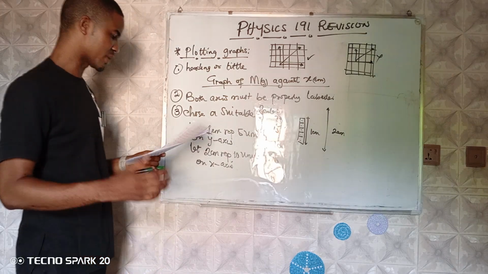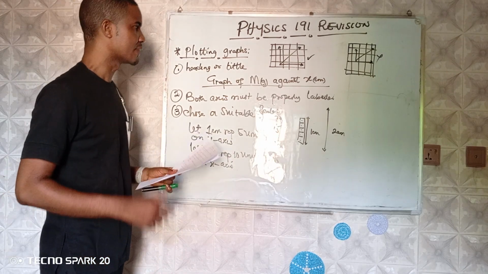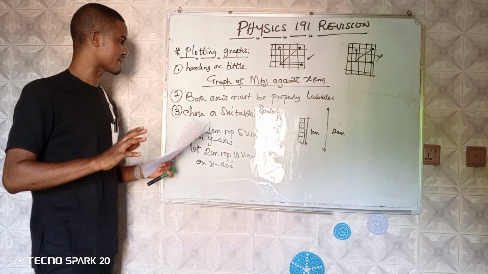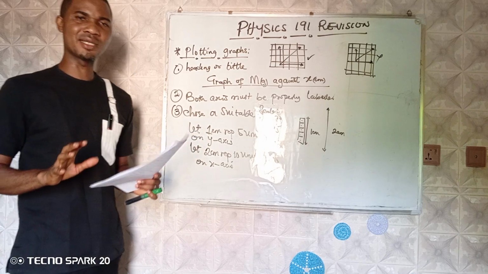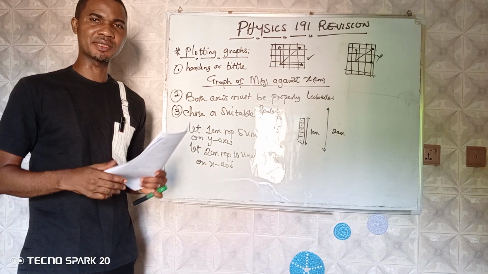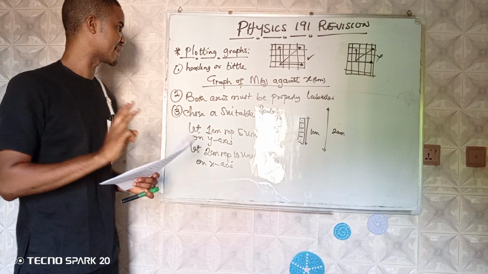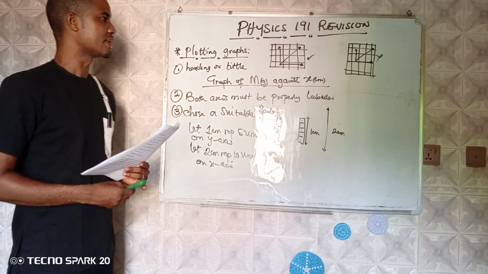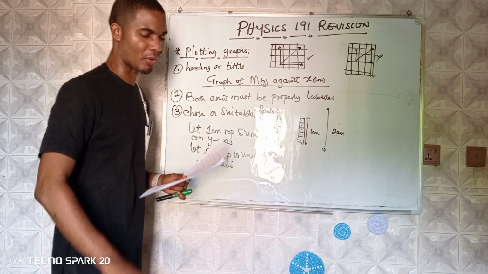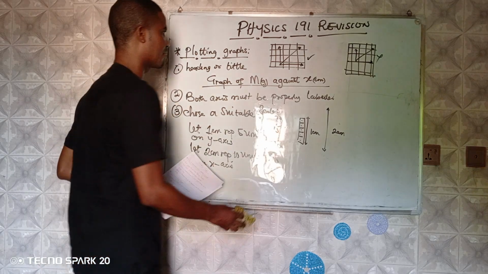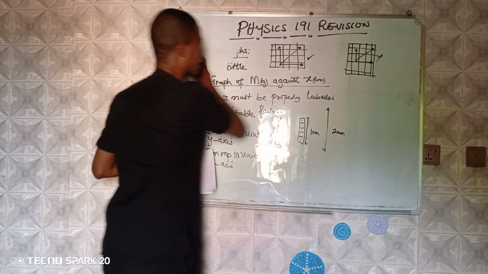So after choosing the scale, I think these 3 points are the most important points you will need in plotting your graph. Then the next one is choosing the proper line. Choosing the proper line. Let me put up that.